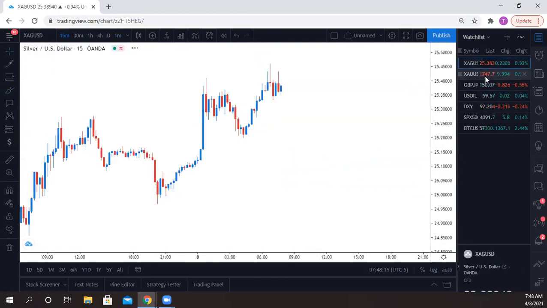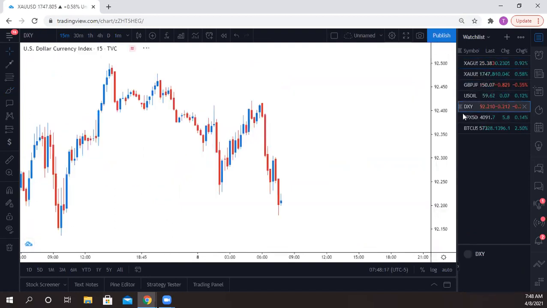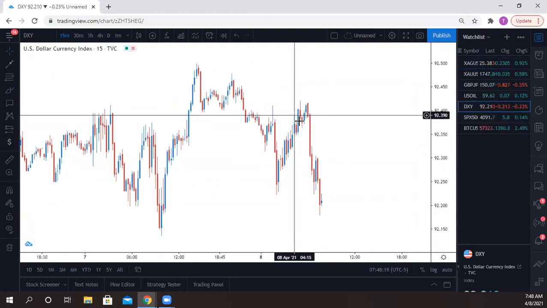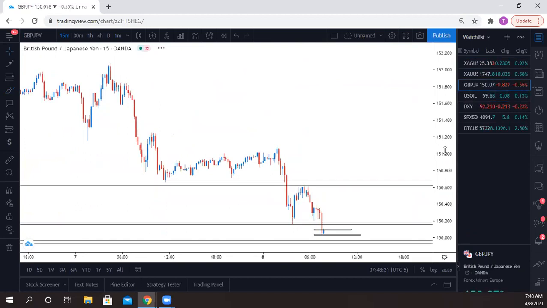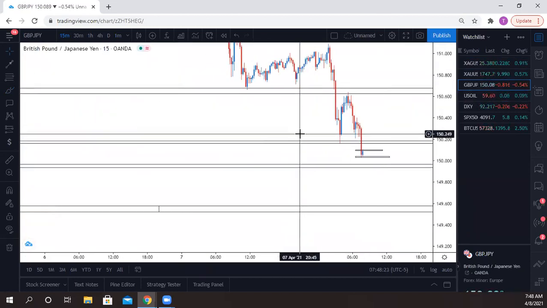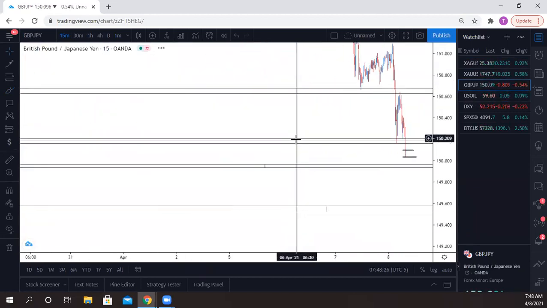So gold and silver both just kind of holding on to a support. The dollar's having some bearish momentum here, selling off. The pound, we're bearish, but we're waiting on our reentry. So yeah.